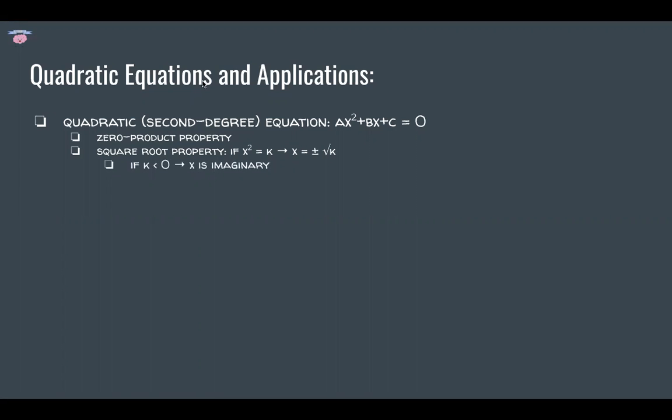If k is less than 0, then x is imaginary, which is why we talk about complex numbers. Some of the quadratic equations have imaginary solutions. If k is equal to 0, this is called a double root because x is equal to 0 and x is equal to 0. How is that possible? Well, we said x is equal to plus or minus root k. And if k is 0, then x is equal to 0 or x is equal to negative 0, which is basically 0. And this is called a double root because it occurs twice, but it's the same root.